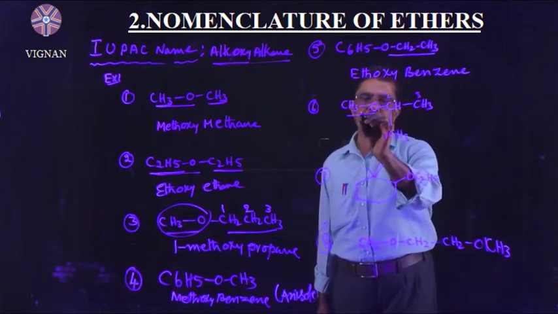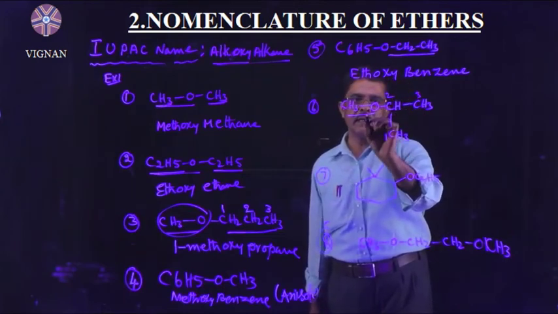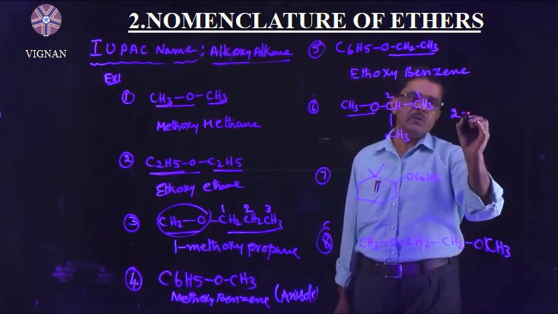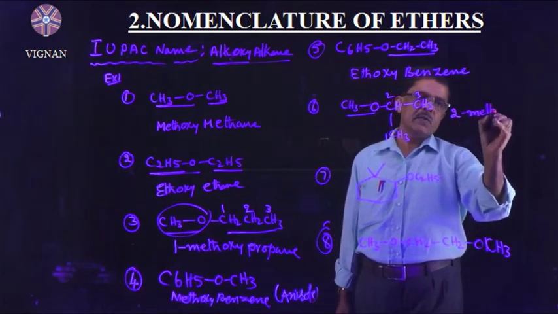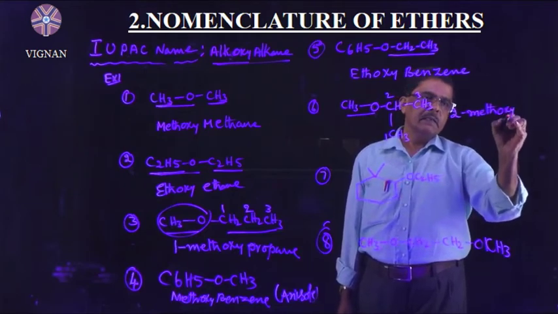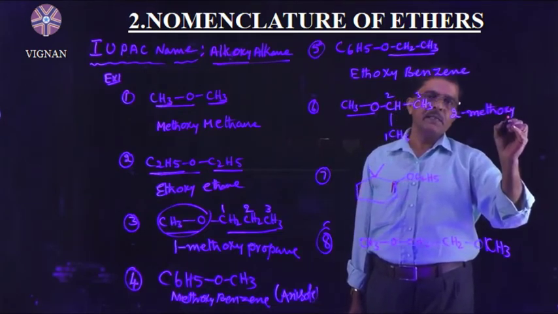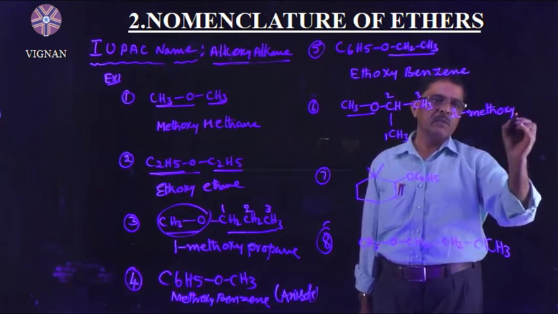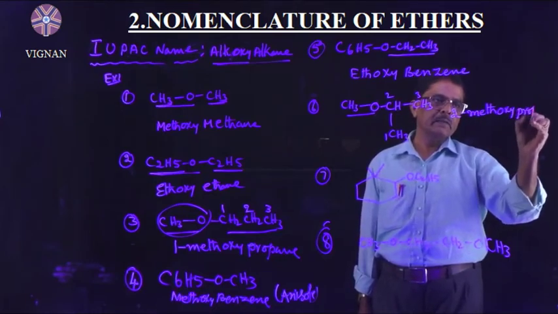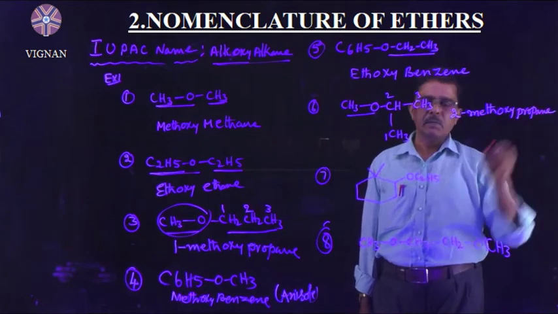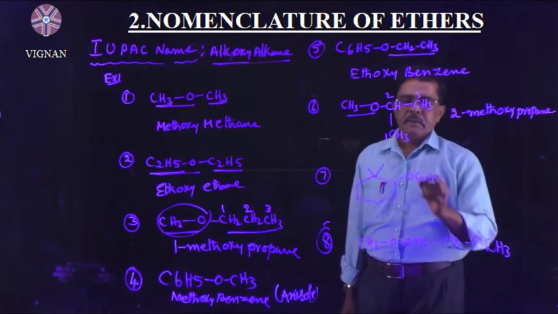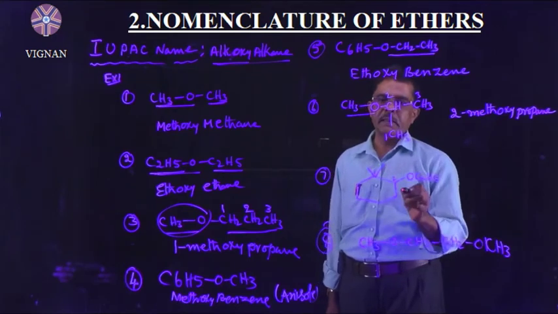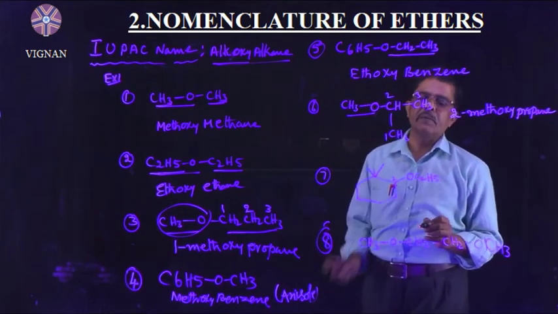So methoxy is there. First of all, we have to write methoxy. Where is it? 2-methoxy. Why is it 2? Because the methoxy group is attached to the second carbon atom of the longest chain: 2-methoxypropane. This compound could be named with 1, 2, but we have to follow the least sum rule.